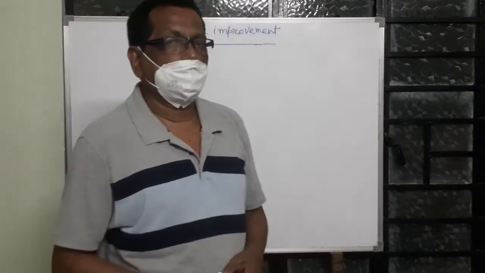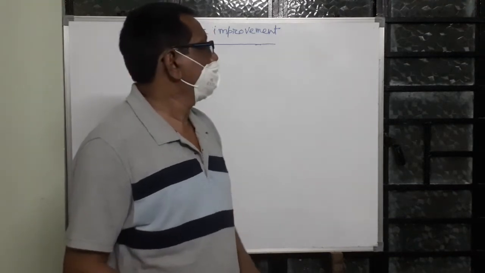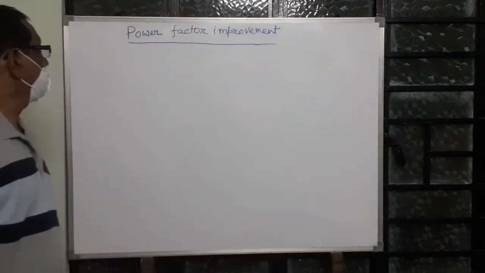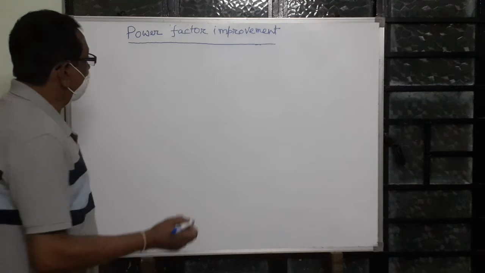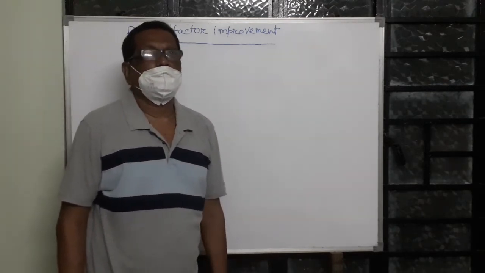Today my chapter is power factor improvement. Now, power factor means the cosine of the angle between voltage and current.